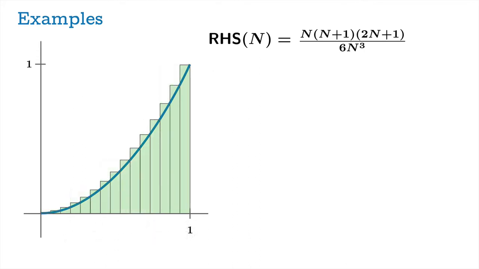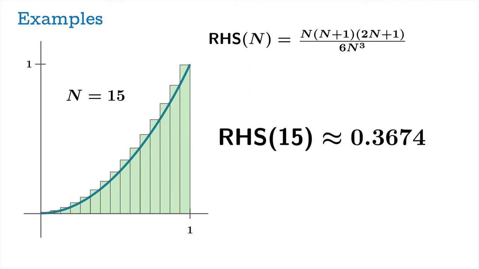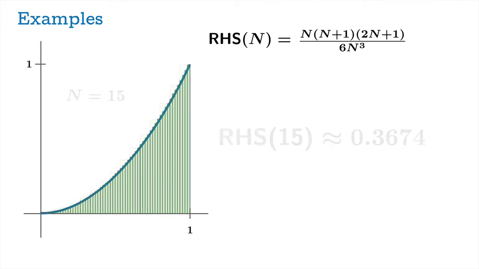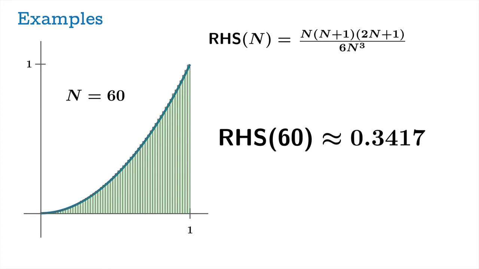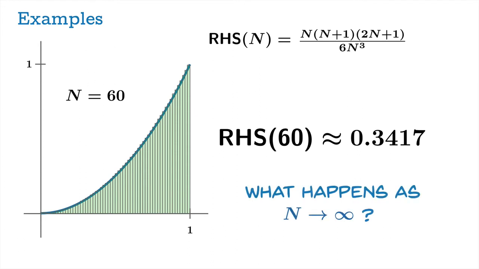If we were to divide up the interval into 15 pieces, according to the formula, you're going to get about 0.3674. And if you chopped it up into 60 pieces, the formula is going to give you the value of about 0.3417. Now, what's happening as n goes to infinity? Let's try to understand what this formula is telling us as we let n grow larger.